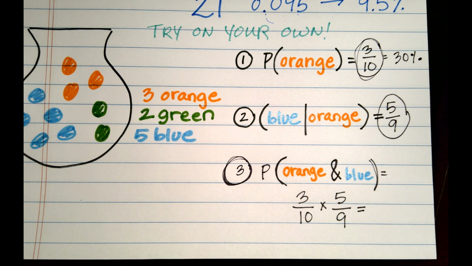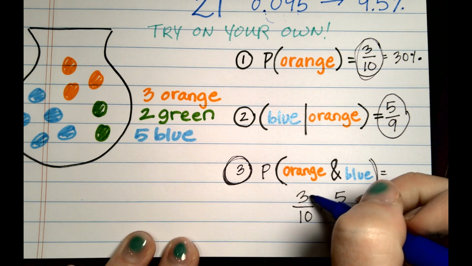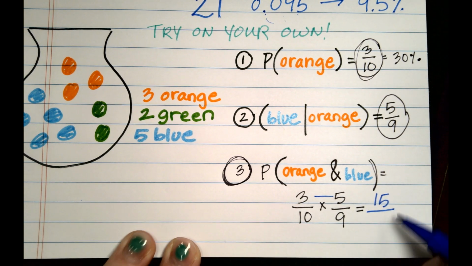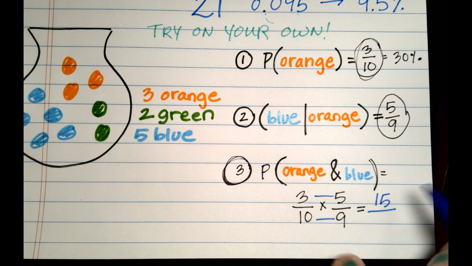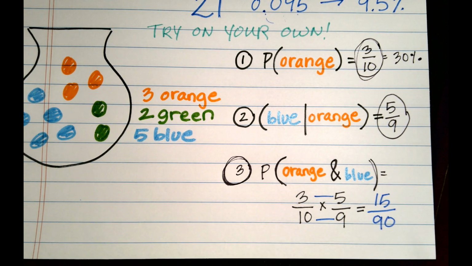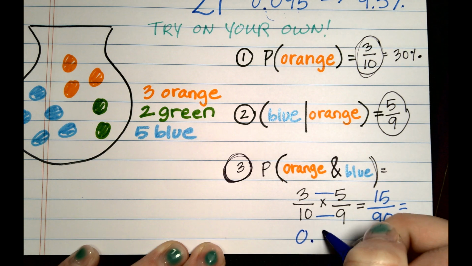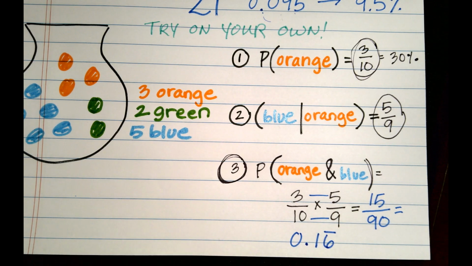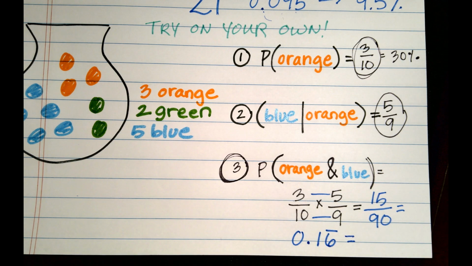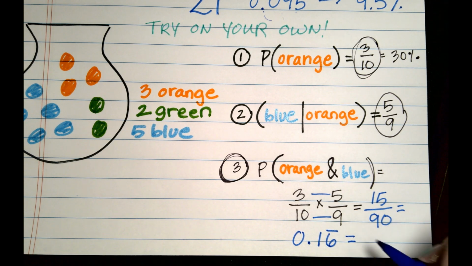So 3 times 5 is 15. 10 times 9 is 90. We could simplify this, but let's go ahead and find the decimal. So 15 divided by 90, what do we get? 0.16. Perfect. 0.16 repeating. What's the percentage? 16%.